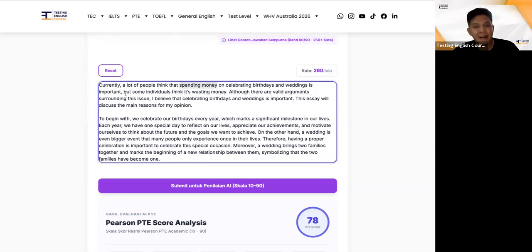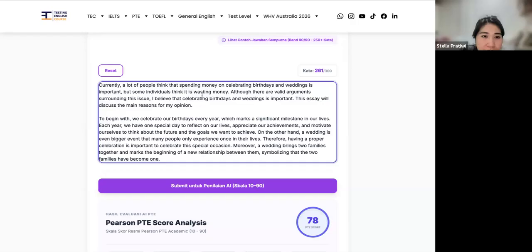It's important. But nah, some people think it is a wasting of... it is wasting money. Oke lah, boleh. It is wasting money. Oke, ini menurut Miss ini kalimat pertama apa?